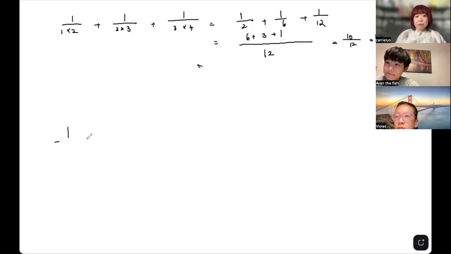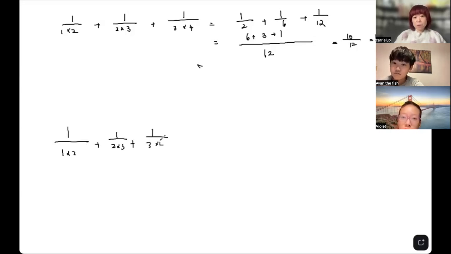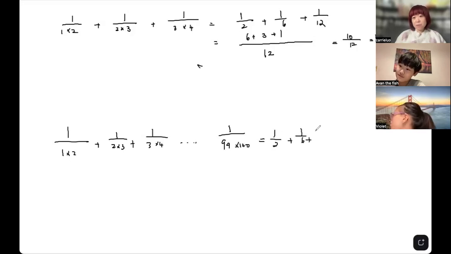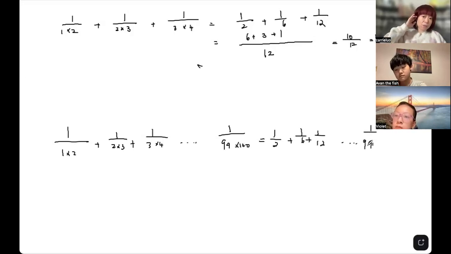But Violet, if I give you the question 1 over 1 times 2 plus 1 over 2 times 3 plus 1 over 3 times 4 and so on, and the last one is 1 over 99 times 100. Violet, do you want to do it? 1 over 2 plus 1 over 6 plus 1 over 12 and plus all the way to 1 over 9900. Do you want to do it? I don't want to do it.